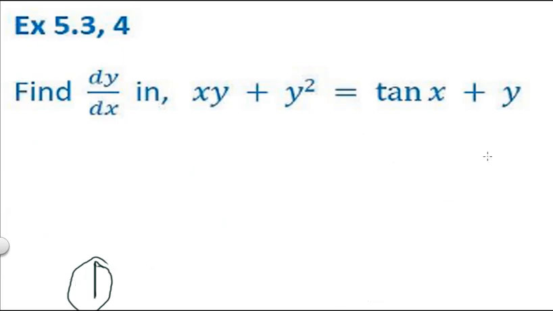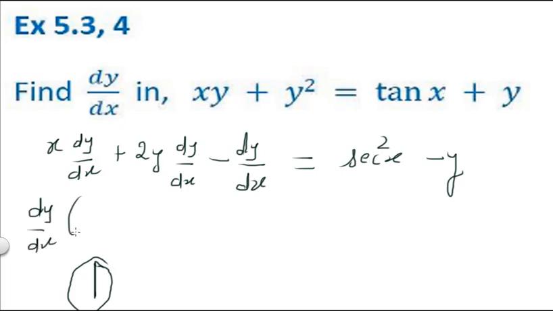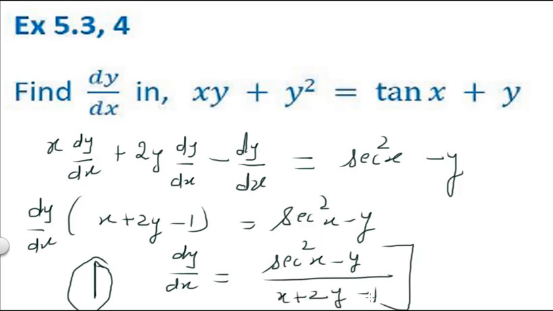So we will get x dy by dx plus 2y dy by dx and minus dy by dx. This dy by dx was on the other side. Here we had secant square x, and y I have shifted here. Taking dy by dx common, you will have x plus 2y minus 1 equal to secant square x minus y. So what will be dy by dx from here? That is secant square x minus y divided by x plus 2y minus 1. So this is the answer for the question, how you are going to find out dy by dx.